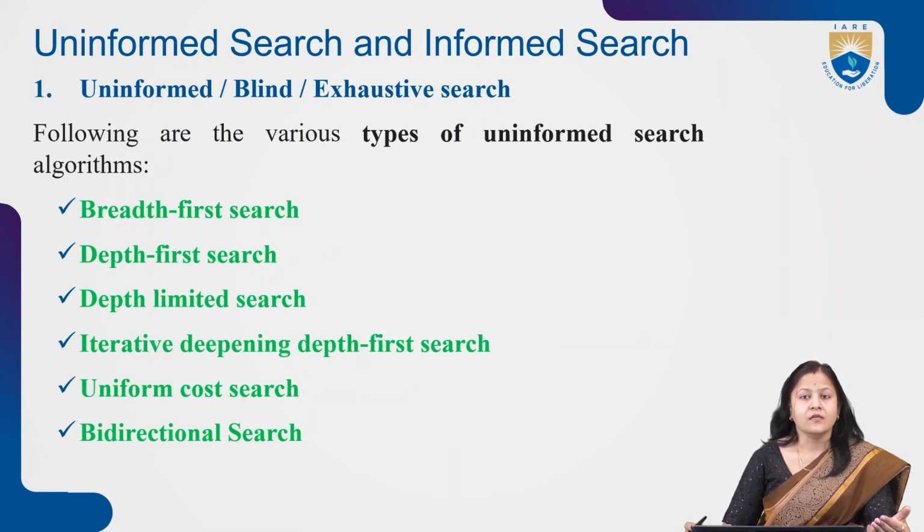These are the techniques which come under uninformed search: breadth first search, depth first search, depth limited search, iterative deepening depth first search, uniform cost search, and bidirectional search. All these search techniques, which come under uninformed search, I will discuss in my upcoming videos.